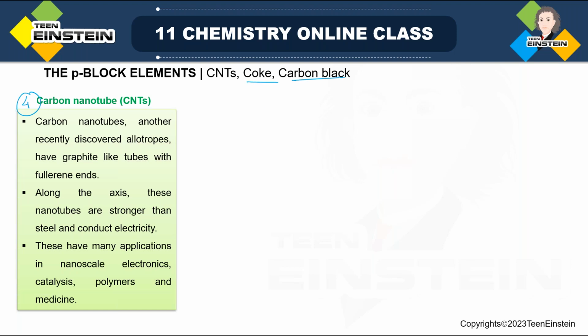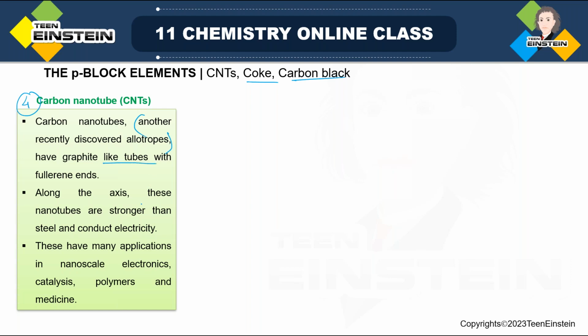So CNT is the short form of carbon nanotubes. This is plural. It is not a single form. Just like fullerenes, remember we never say fullerene, it is fullerenes, because there are so many different types of fullerene, C60, C70. Just like that, it is CNTs, that means carbon nanotubes. This is another recently discovered allotrope, because diamond and graphite were discovered very early, but this one is recently discovered. Their structure has some similarity.